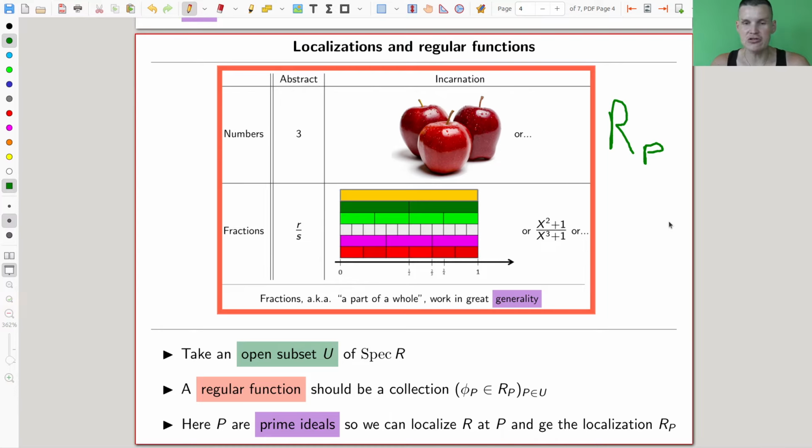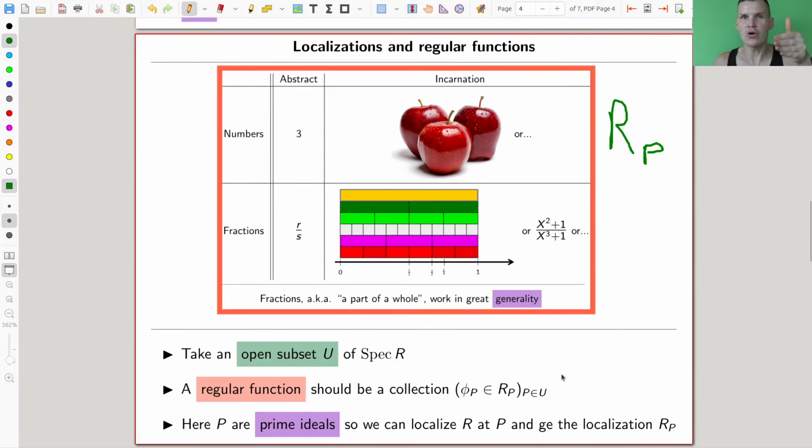And a regular function should now be a collection, because it's local, of fractions. Yeah. And what is a fraction? A fraction is just an element of the localization. So with our prime ideals, everything works out. That should be a regular function, and we essentially define that as a regular function. On the next slide, I just write down all the funny details which you can mostly ignore. I hope this is kind of clear.